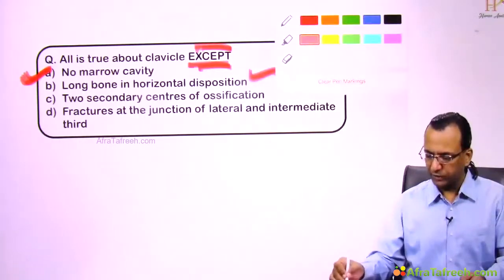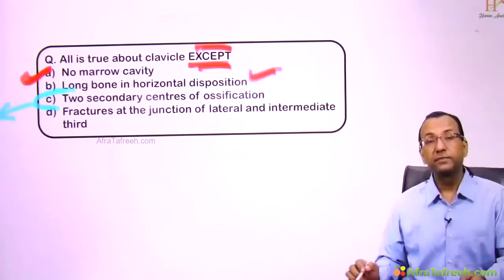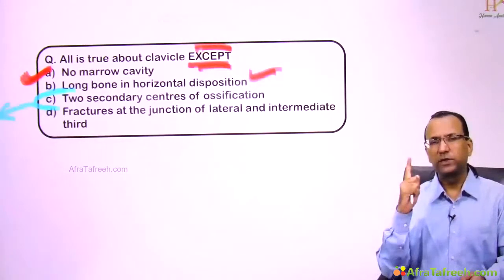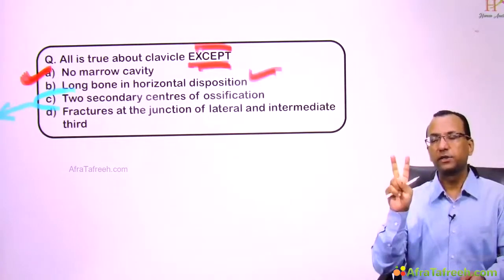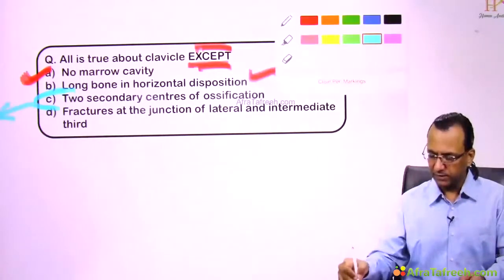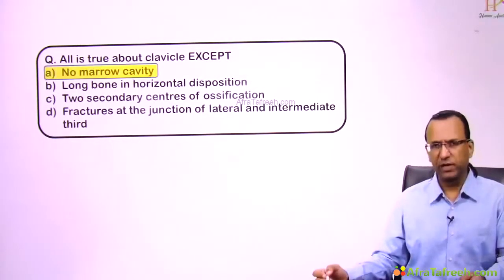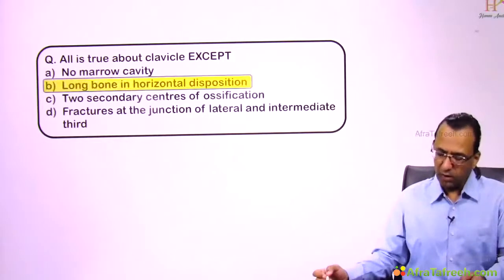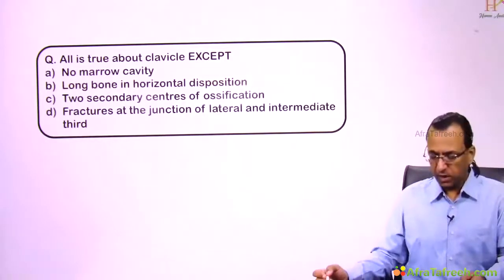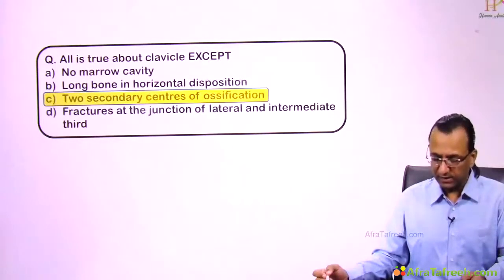The third choice is definitely a problem because we have learnt that it has one secondary center of ossification and two primary centers of ossification. So two primary centers and one secondary center? Yes, according to Gray's Anatomy. So this is the answer. Then you're telling that no marrow cavity is acceptable, and long bone in horizontal disposition is also acceptable. Yes, that is wrong, and that is the answer.